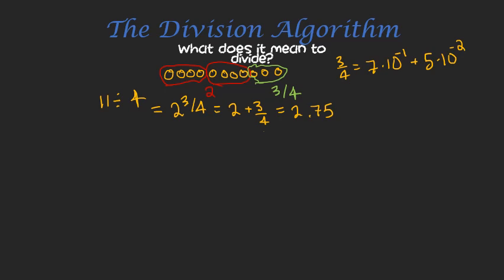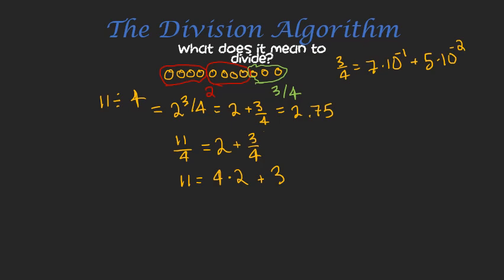And so all I'm going to do here is take my initial thing, 11 divided by 4 equals 2 3/4. I'm going to multiply the whole thing by 4. 11 equals 4 times 2 plus 3.